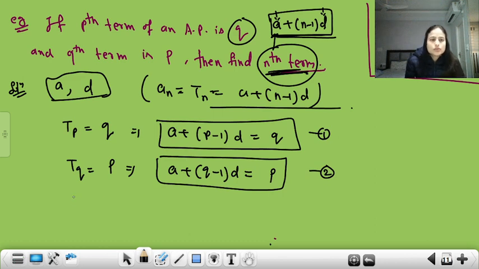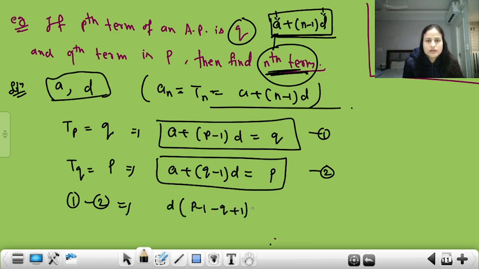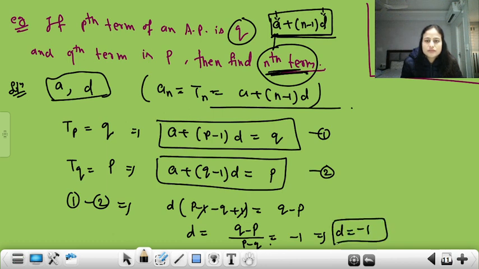Okay, so do one thing, take equation 1 minus equation 2. A and A cancel out. D times P minus 1 minus Q plus 1 is equal to Q minus P. Minus 1 and plus 1 cancel out. So the value of D is Q minus P upon P minus Q, and it is nothing but minus 1. So look, the value of D is minus 1.